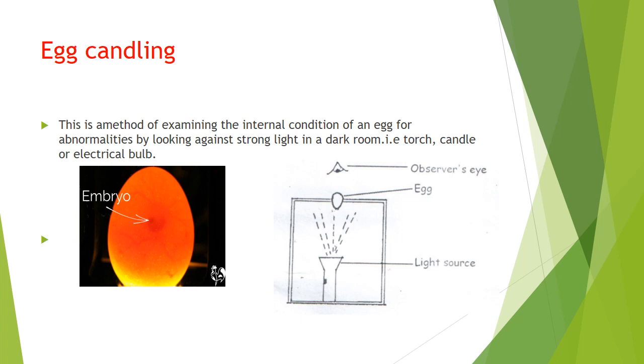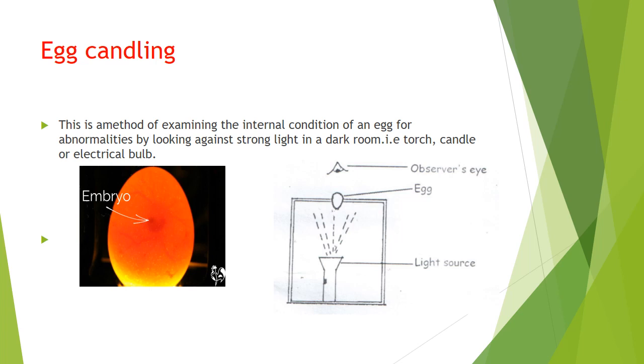Now, for us to know if there are any abnormalities in an egg, we carry out something called egg candling. So, what is egg candling? Egg candling is a method of examining the internal condition of an egg for abnormalities by looking at it against strong light in a dark room. And that is on page 5 of the agriculture textbook form 4.